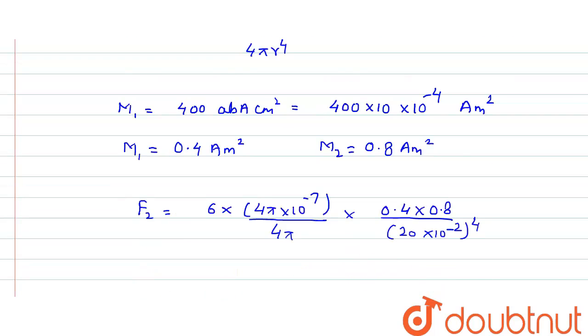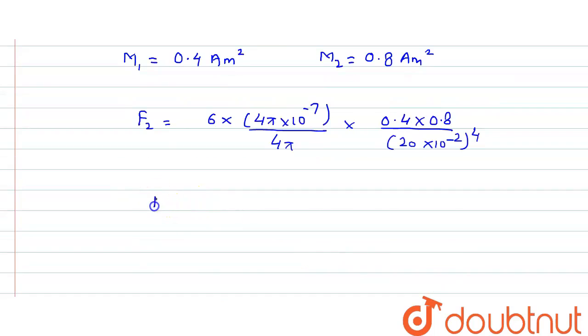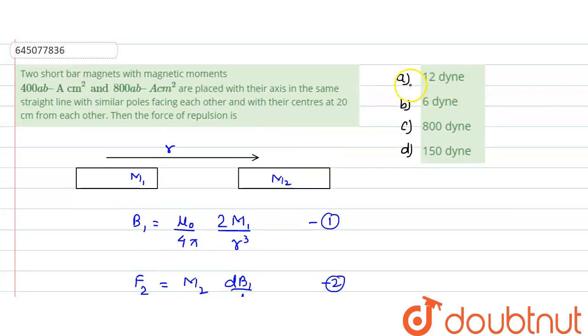If we solve this, F2 turns out to be 12 into 10 raised to the power minus 5 Newton, or we can say it is equal to 12 dyne. So which is the correct option? 12 dyne, that means A is the correct option. Hope you understood this solution.